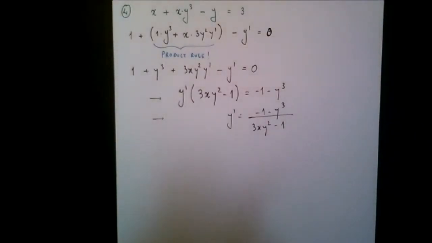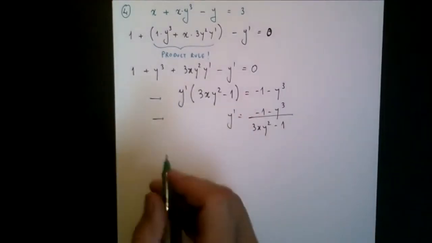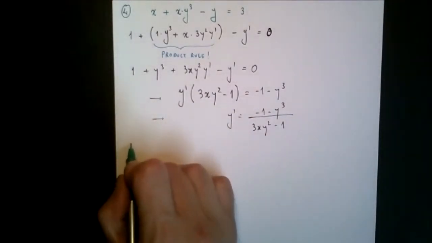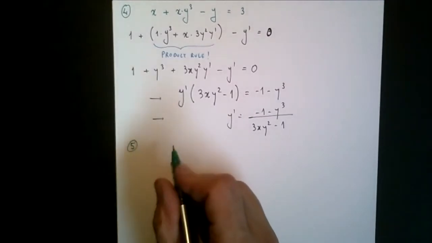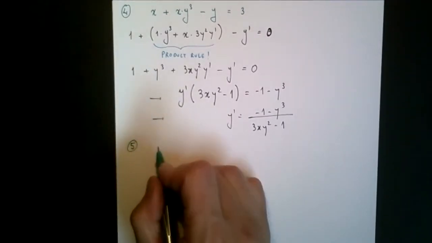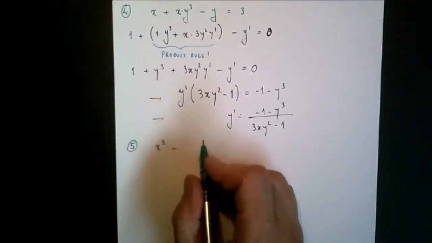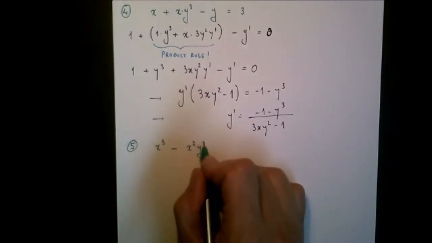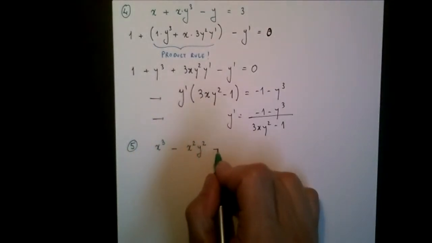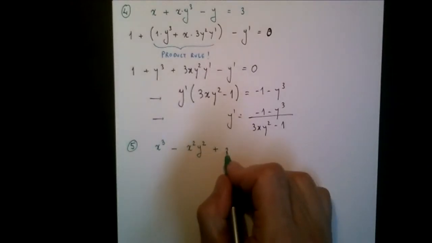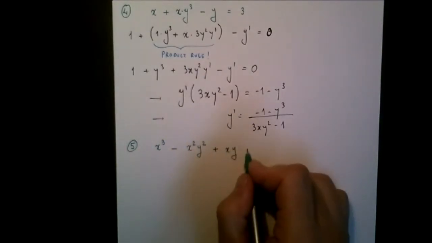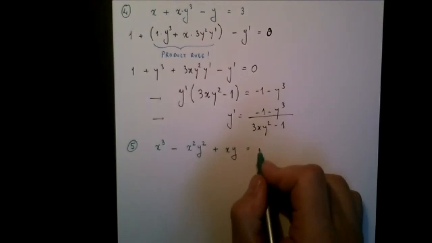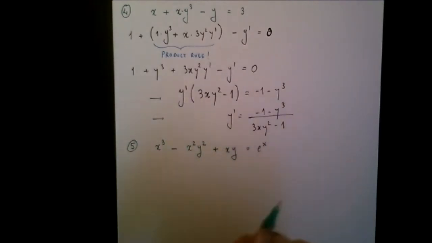Question? Okay. It always looks easy when I do it, but when you're going to try it, you're going to see that you're going to start asking yourself questions. So let's try one. x cubed minus x squared y squared plus xy equals e to the power x.